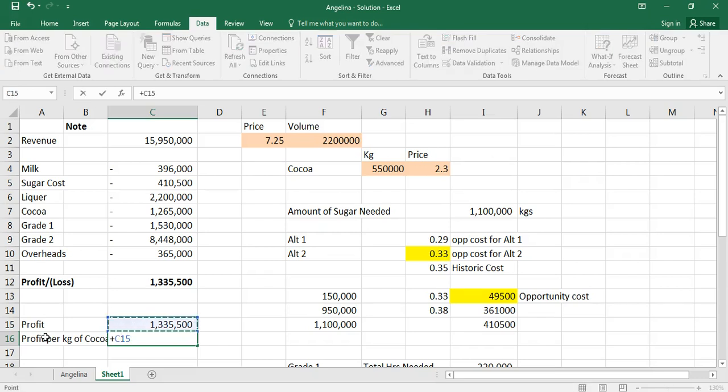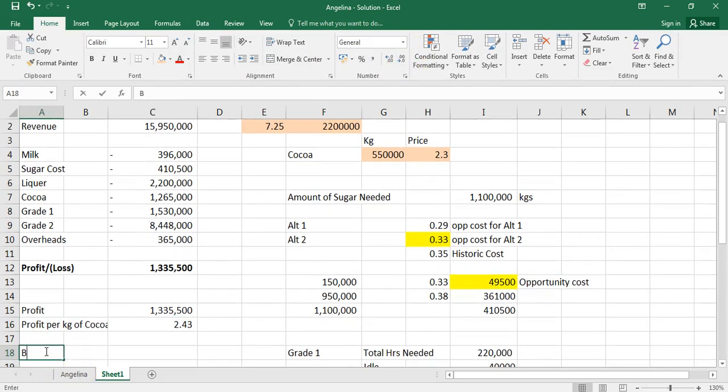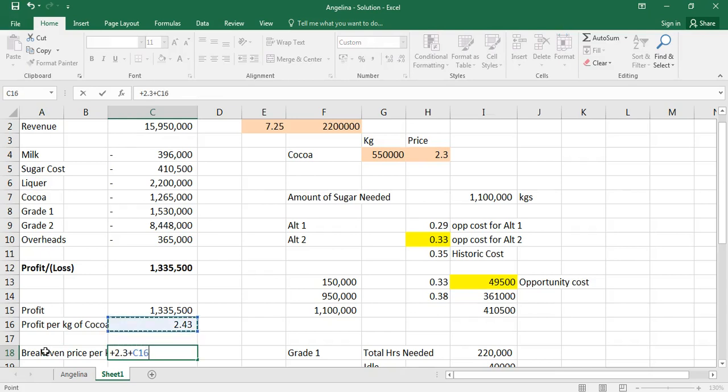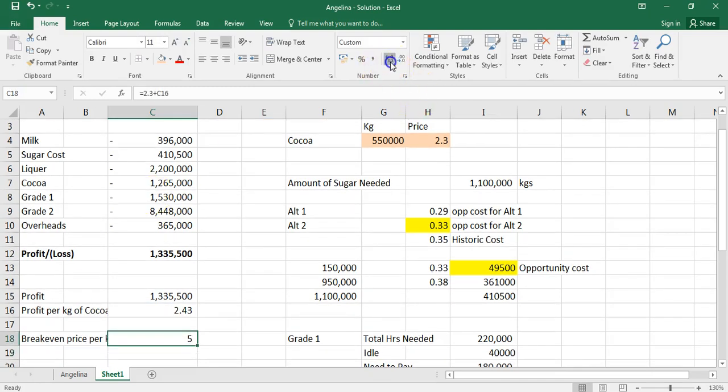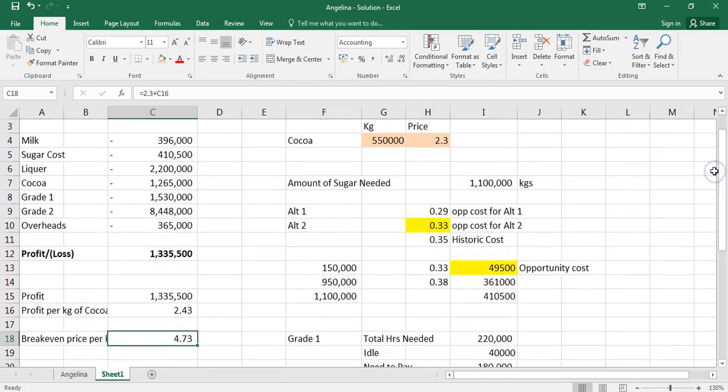So it's 1,335,500 over 550,000, which is the kilograms of cocoa. So there's a profit per kilogram there of 243. So the break-even price per kg is the current price, 230, plus the extra buffer you have based on the profit you've earned per kilogram of cocoa, which of course gets you to your 473 as we've calculated with goal seek. So either way is fine.